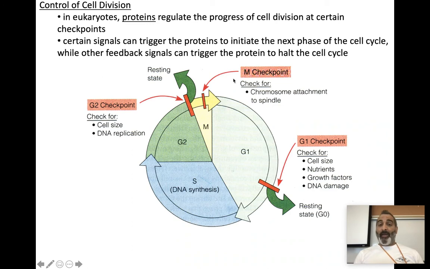So there is an M checkpoint that happens towards the end of mitosis to make sure everything else worked correctly. There is a G1 checkpoint that checks for cell size, nutrients, growth, DNA damage. Okay. There's a G2 checkpoint that gets it ready for division, for mitosis after that. Okay, so the G2 checkpoint says everything is good for DNA replication. Everything's good after DNA replication. Everything is good after growth. So after the G2 checkpoint, you can enter mitosis.